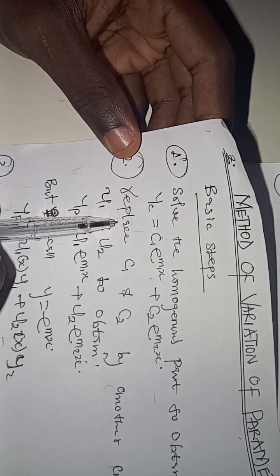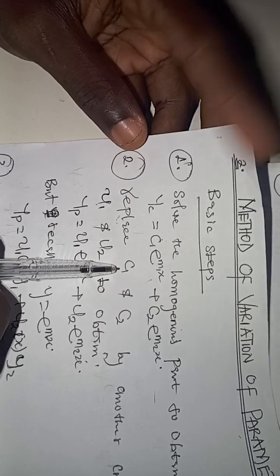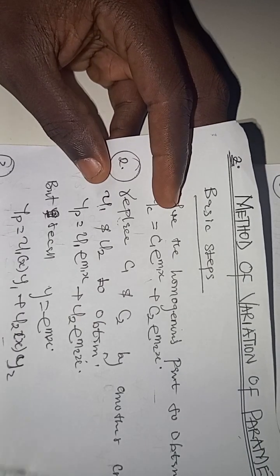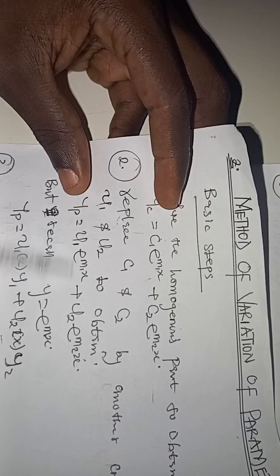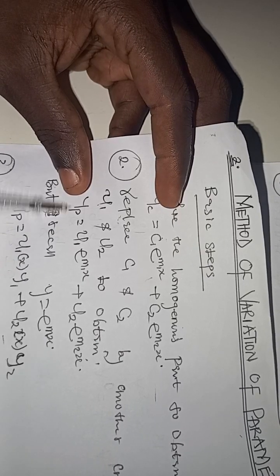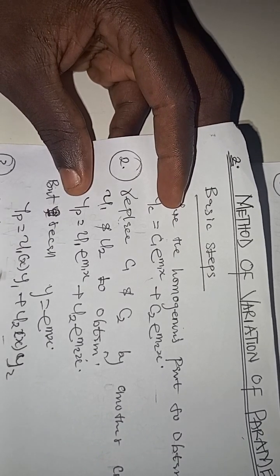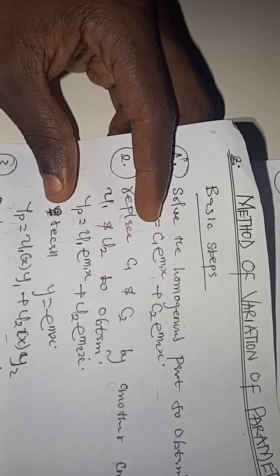Right, so we'll be working with the rules I gave earlier. I said we are going to replace C1 and C2 by another constant, say U1 and U2, in order for me to obtain this, which I further deduced to this. So we'll be making use of this.